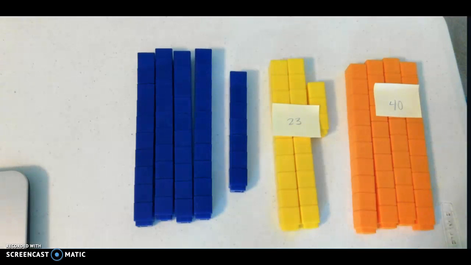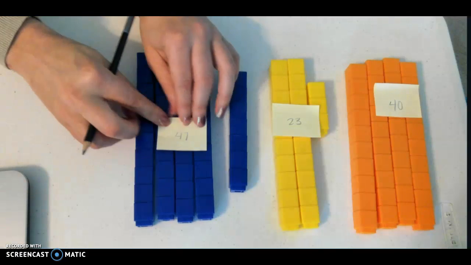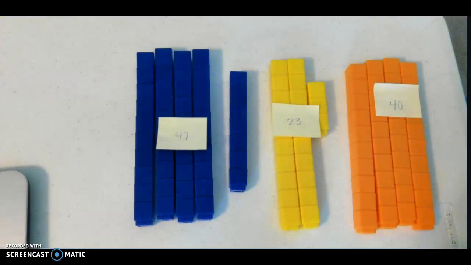47. Okay. On the next page, you will find some groups of Unifix cubes that you need to count and label with the number that are there. And then there's a challenge for you to add all of the Unifix cubes on the page together.